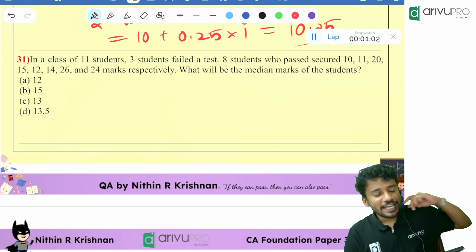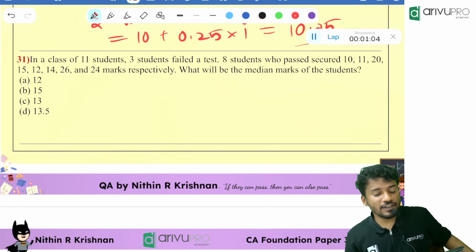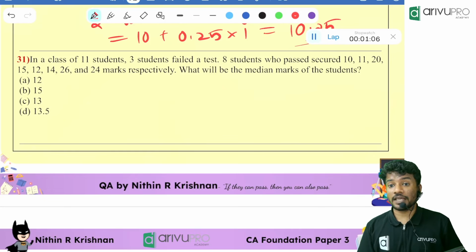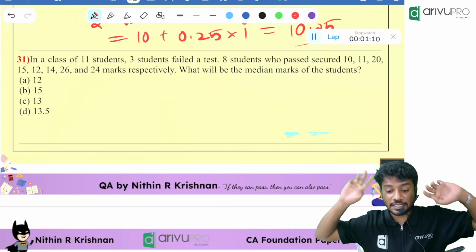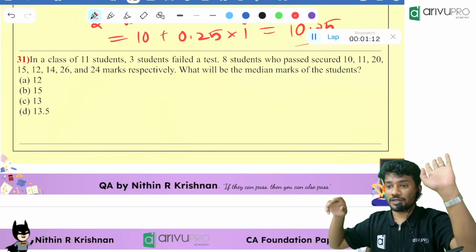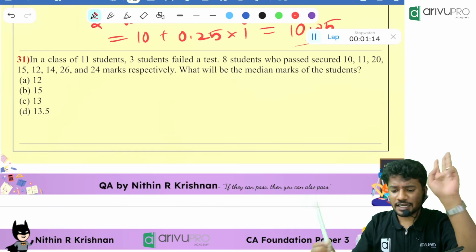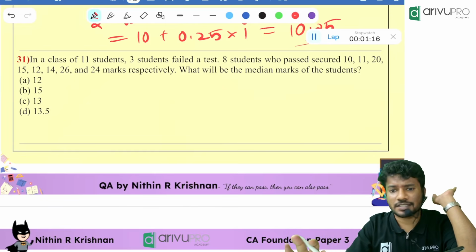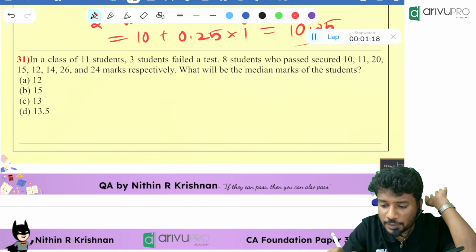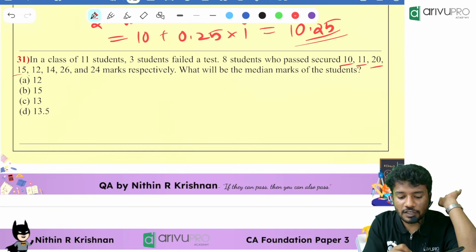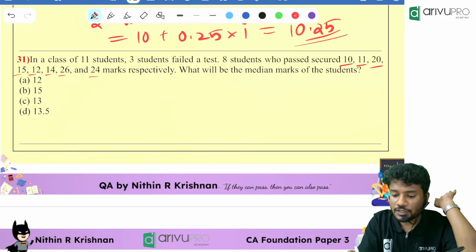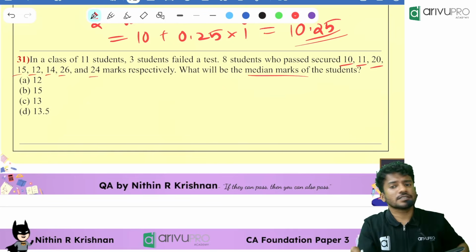Let's see. In a class, 11 students are there in total. 3 students failed the test. The rest, 8 of them, passed the test. What are the marks secured by the people who passed the exam? 10, 11, 20, 15, 12, 14, then 26 and 24 marks respectively. What will be the median marks is the question.